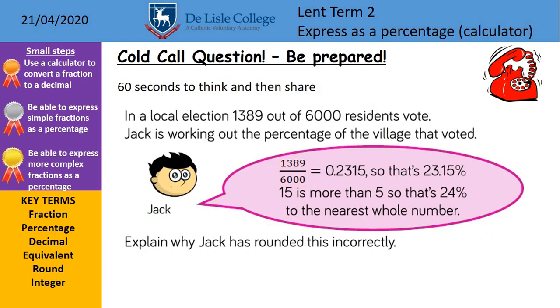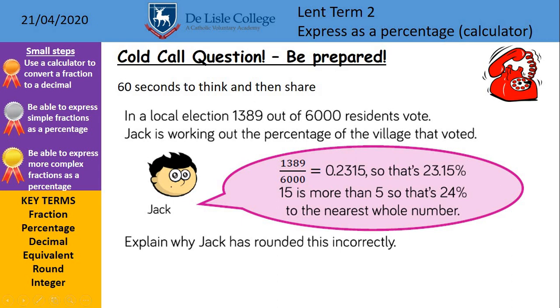Cold call question now. If you pause your video and have 60 seconds to think before looking at the answer. So in a local election, 1,389 out of 6,000 residents vote. Jack is working out the percentage of the village that voted. So he quite rightly writes 1,389 over 6,000 as a fraction.